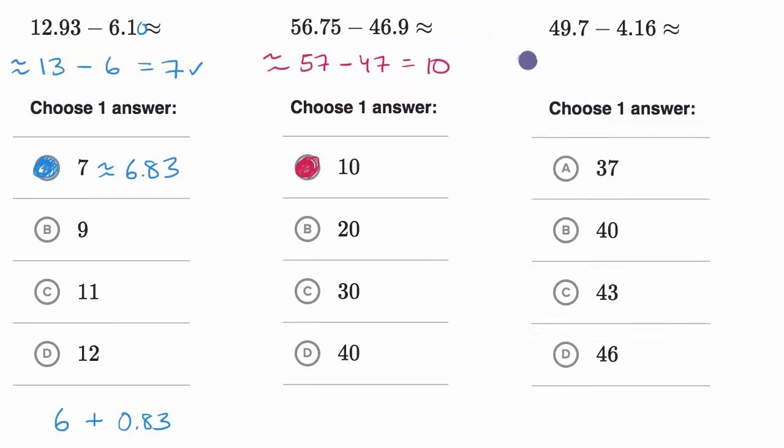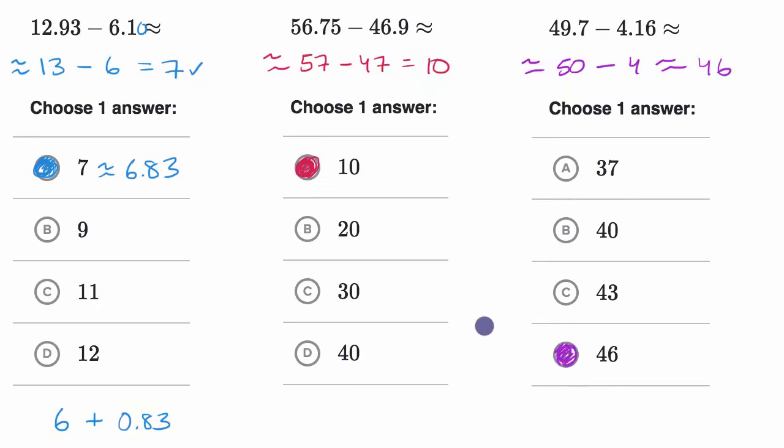All right. So 49.7, I'm going to round up to 50. 4.16, I'm going to round down to 4. So that's going to be approximately equal to 46. And we do indeed see 46 as one of the choices right over there.